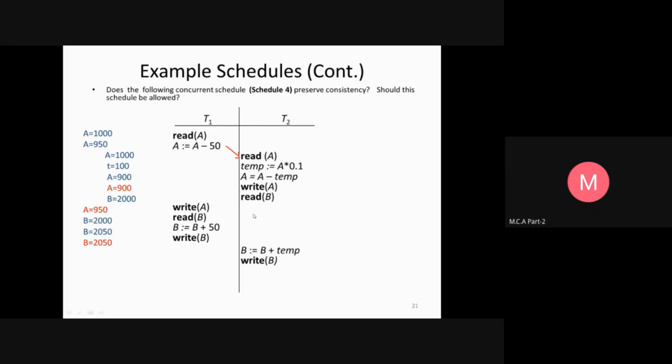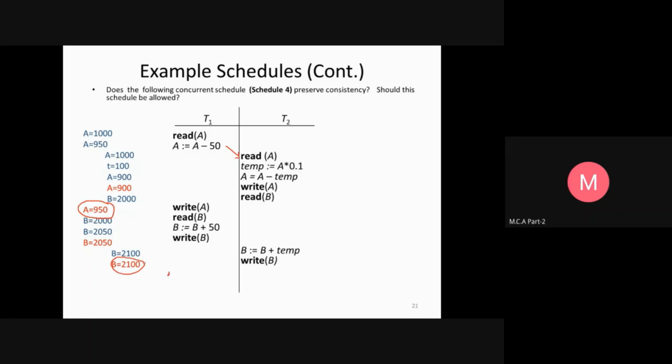Transaction T2 takes over and it makes its modification of B. Okay, so that is 2100, and then it writes B. So it has basically overwritten the value of B that was written by transaction T1. So it writes B and B becomes 2100. So notice here the final values of A and B on the database are A equals 950 and B equals 2100.